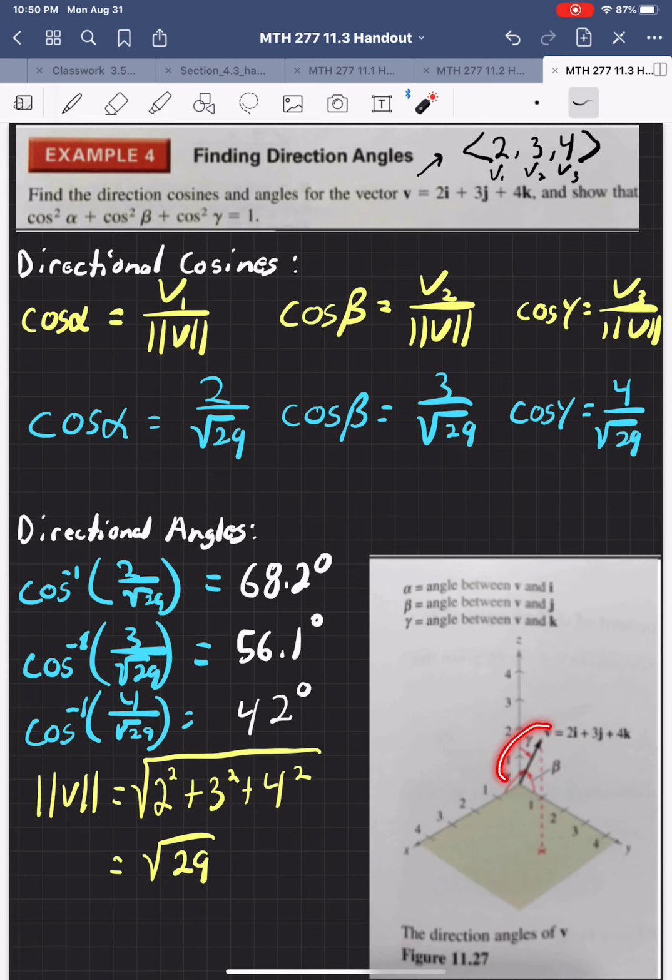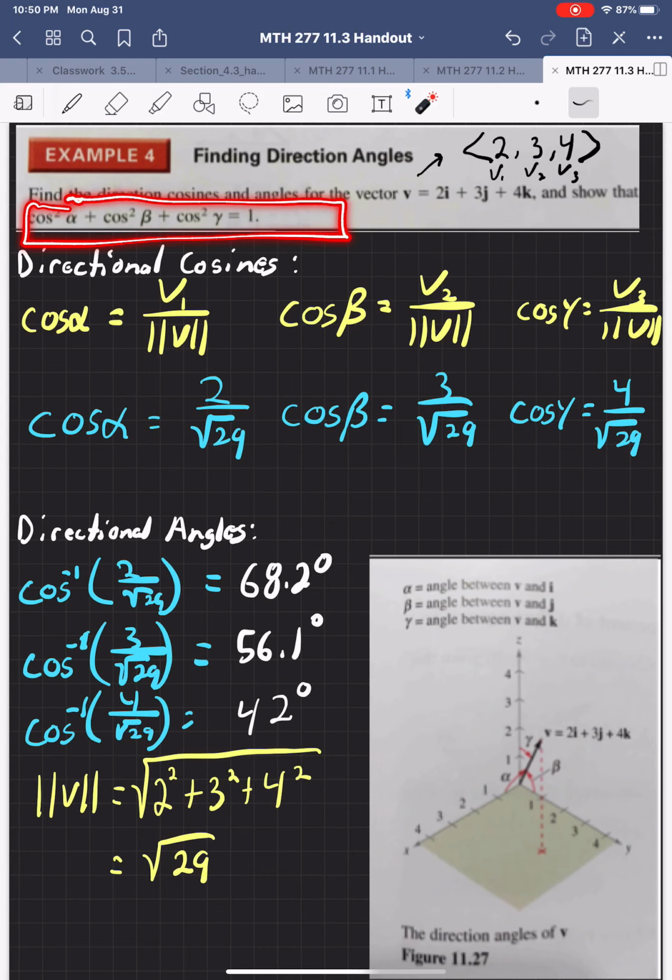So here's your vector, and now you are able to find the angle from the x-axis, the y-axis, the z-axis to your vector. That's exactly what you just did. And these are your directional angles. Finally, it's fairly simple to show, I'm not even going to do it, that this relationship holds.